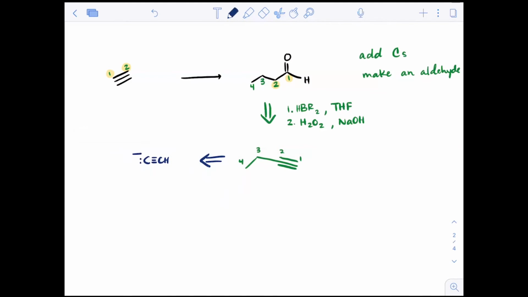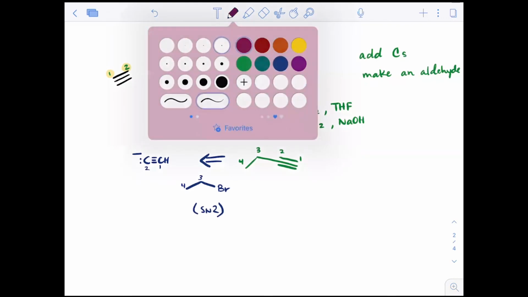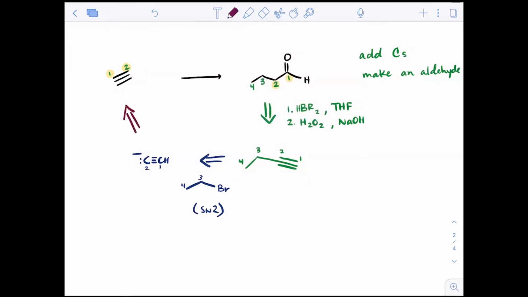If we reacted it with an alkyl halide, carbon 1, 2, 3, 4, that SN2 reaction with our new alkylide nucleophile, the carbon that's sp hybridized with a negative charge. How do I make that? Throw in a reactive base. Sodium amide is great. Sodium amide would be the first step to deprotonate that terminal alkyne.